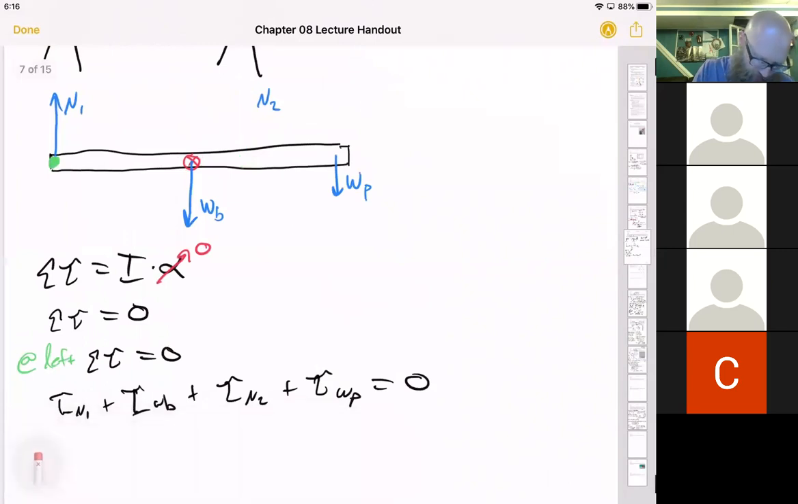So let's make this dot go away. No, not the force, just the dot.